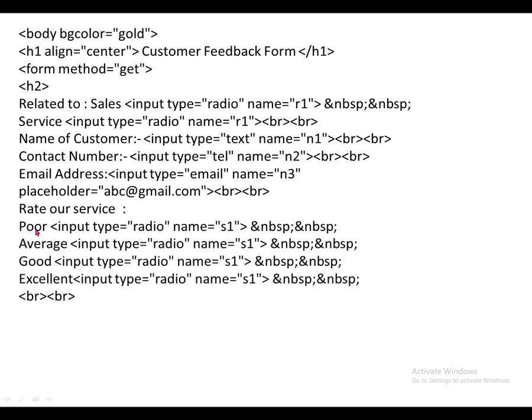First option you are saying poor. Here, input type radio name S1. This is the space you are giving. After that you are giving average: input type radio name S1, again two spaces. Again good: input type radio name S1, two spaces I am adding here. Excellent: input type radio name S1. Again some space.